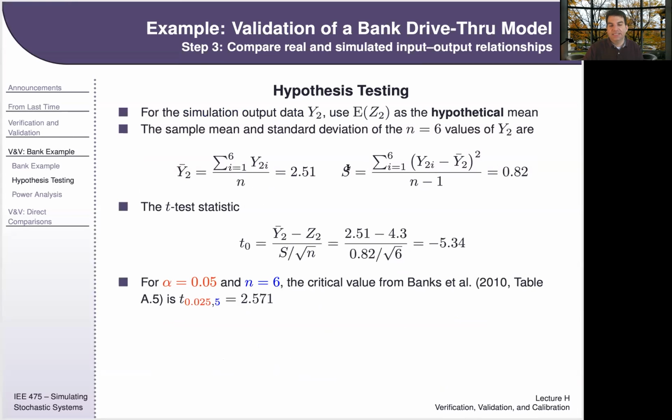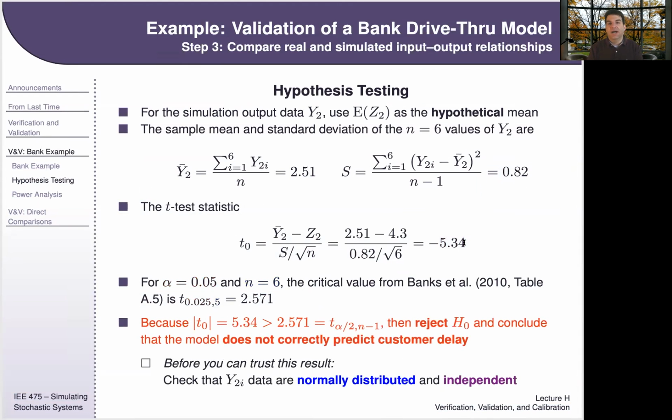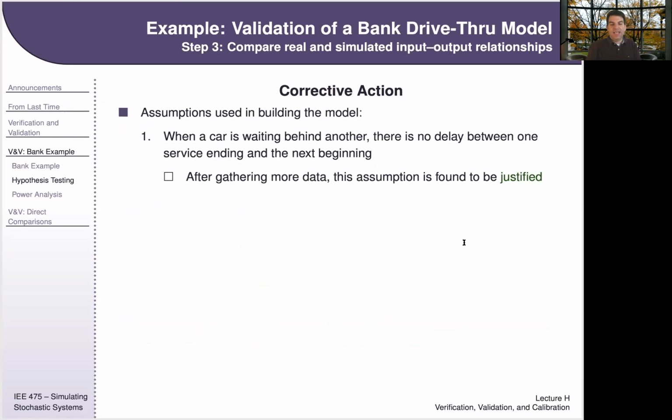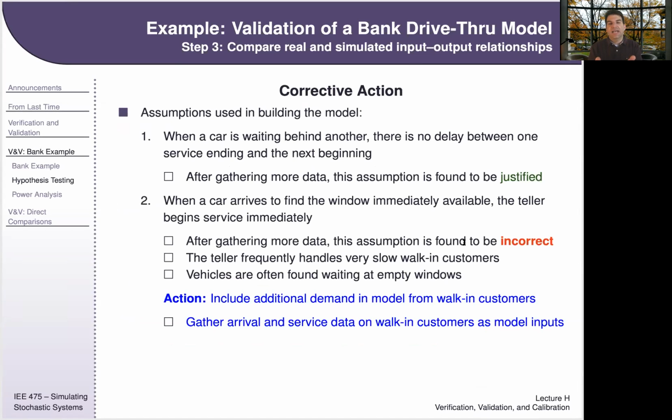I end up taking the sample standard deviation and the sample average. I generate a t-statistic that comes up to have a magnitude of 5.34. I look in the back of the book and I see that for an alpha value of 0.05, a level of significance of 0.05, and 6 samples, the critical t-value is 2.5, which is much smaller than 5.34. So that tells me that there is something wrong with my simulation, that I have built a bad simulation. I need to go back into the simulation and see what I've not accounted for. And so I go back in and I find out that the thing that I didn't account for is that the tellers working the windows are also working the inside of the store.